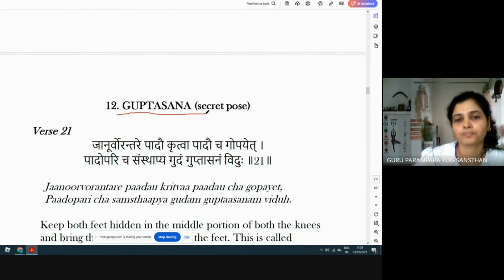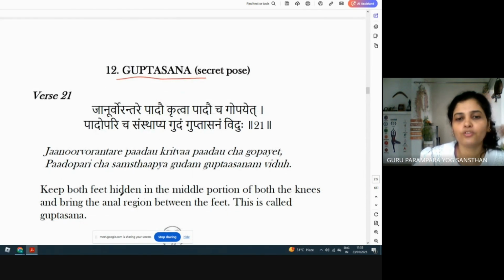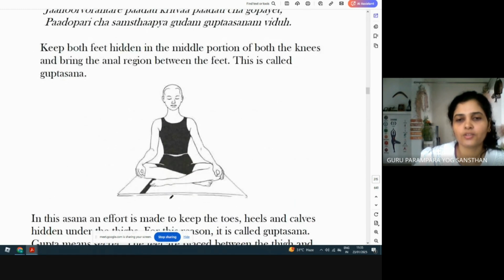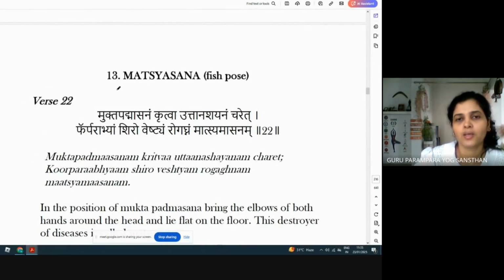Guptasana. It is another name of Siddhasana in Hatha Pradipika. Here they are giving it separately. Keep both the feet hidden in the middle portion of both the knees and bring the anal region between the feet. This is called Guptasana. This is also a similar practice for the meditative posture. When you sit like that, your feet go under your thighs. There are no benefits.